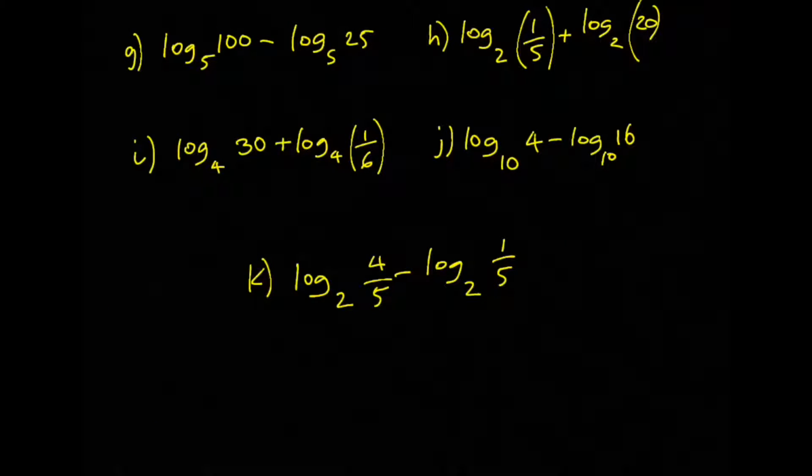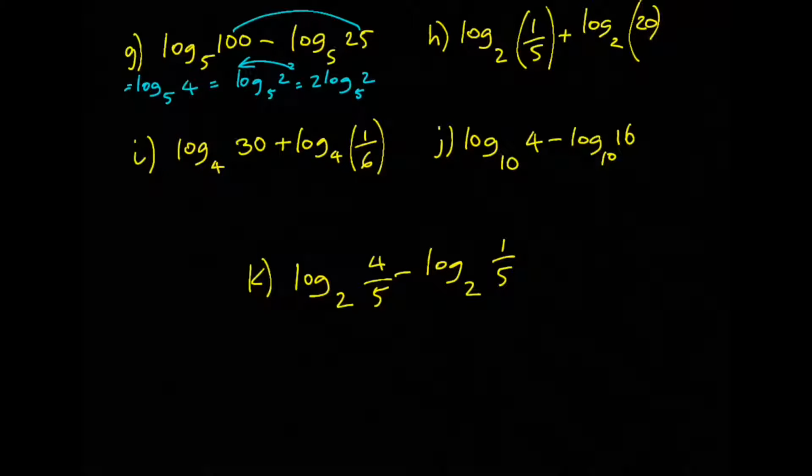Right, moving on to part G, we could break this up into an indicial form of 5 squared. However, we can't do it with 100. So we're going to do a division of 100 divided by 25. So we've got that equals log to base 5 of 100 divided by 25, which is 4. Now we can show that that's log to base 5 of 2 squared. Bring the 2 out the front, and that equals 2 log to base 5 of 2.